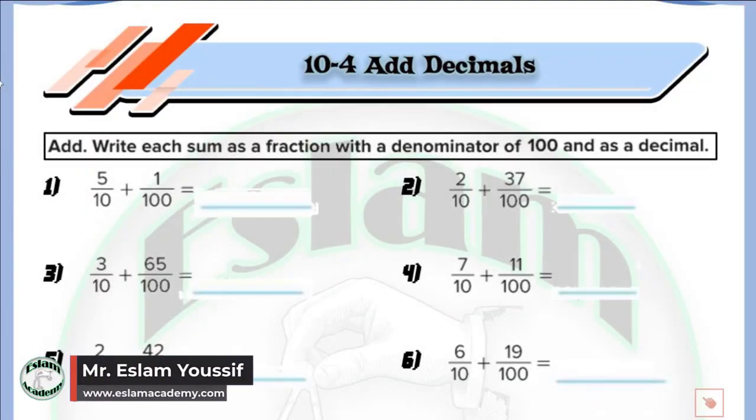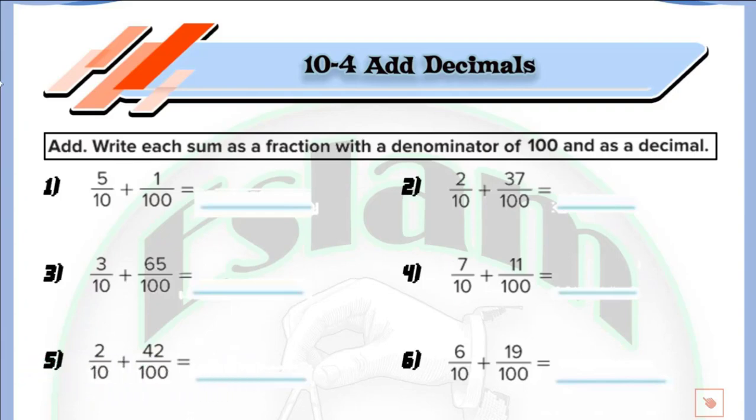In this video, we are talking about adding decimals. How can we add the decimals? Number one, we just remember how we add fractions. To add fractions, we said before, they must have the same denominator.